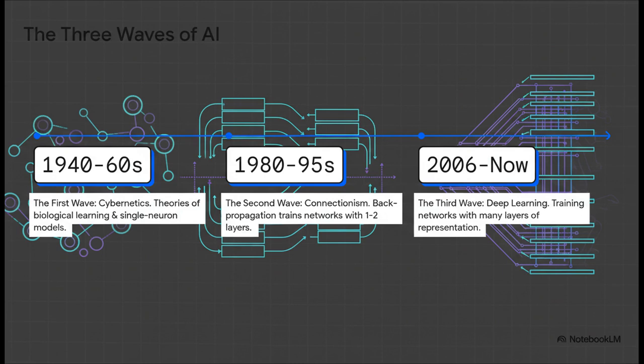Then, in the 80s, we got a second wave, connectionism. It had huge breakthroughs, but it stalled out too, because training really deep networks was just too computationally expensive. Then, around 2006, the third wave, deep learning, finally kicked off. And why now? 2 things changed everything. 1, the internet gave us massive datasets to learn from. And 2, the video game industry gave us powerful GPUs that could finally handle the math. That was the perfect storm.